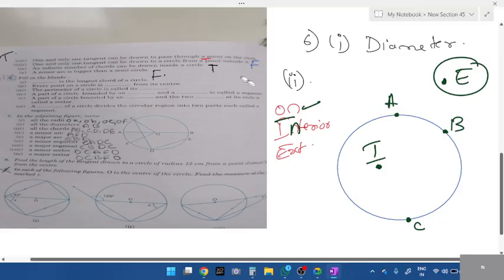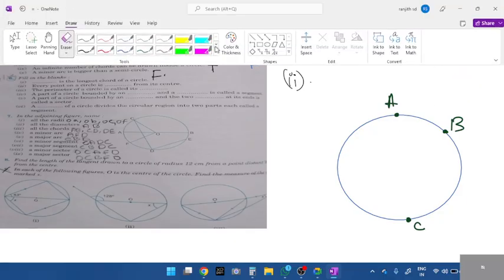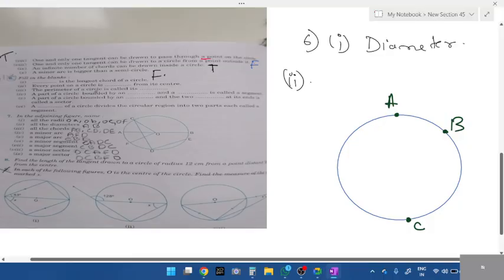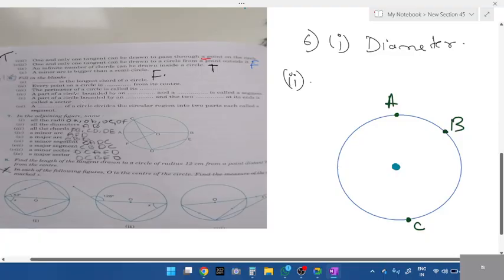Fine. Now look at the next question. Without this concept, you won't be able to understand this question. Look here. I'll keep a center O. The blue dot, students, the blue dot is the center. And what is given here?